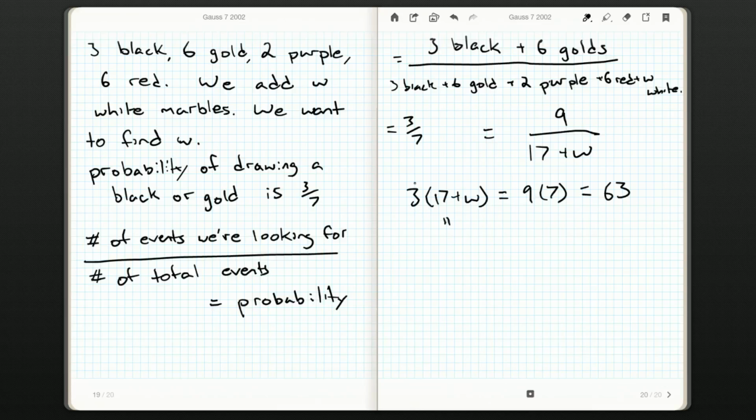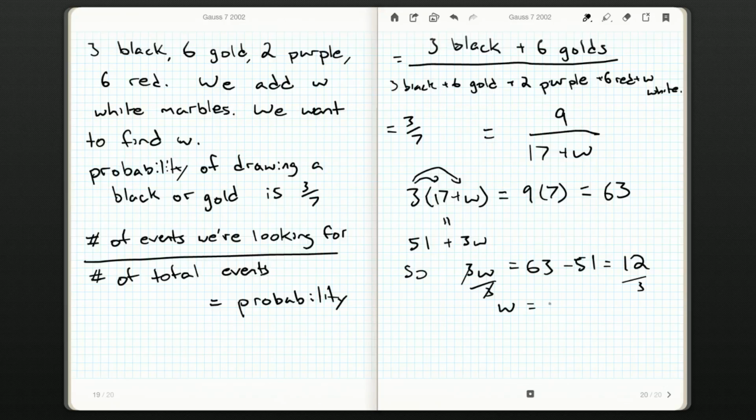On this side, we bring the 3 inside and multiply it by each one. So 3 times 17 is 51, and 3 times W is 3W. So we know that 51 plus 3W, whatever W is, must be equal to 63. Well, we can subtract 51 from both sides. We'll be left with 3W on this side, and that's the same as 63 minus 51, which is 12. And if we divide by 3 on both sides, we get W is equal to 4.